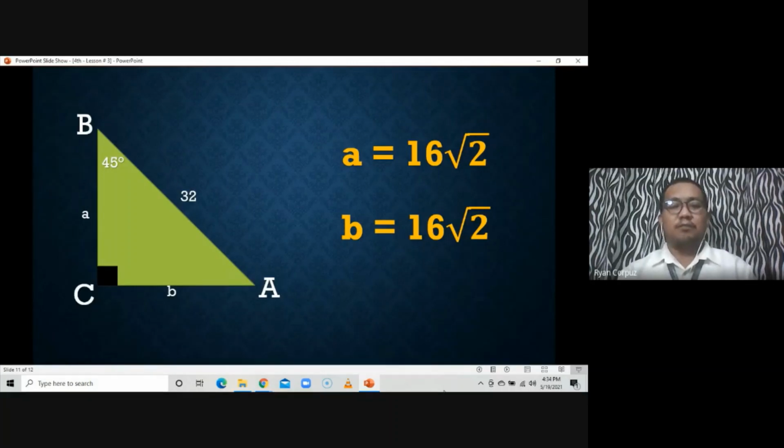Any questions? So hopefully na-recall nyo rin kung paano kinukuha yung measure ng sides ng mga special right triangles natin na pinag-aralan na 30, 60, 90 degree and 45, 45, 90 degrees special right triangles. So kung wala kayong tanong, that would be all for today.